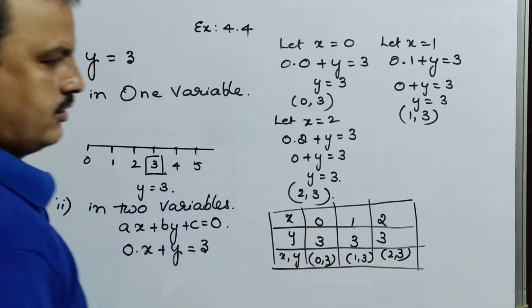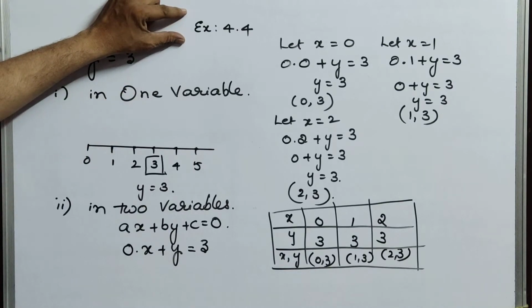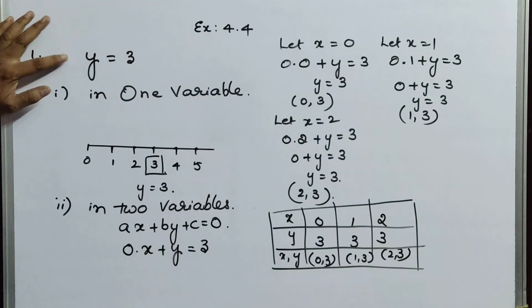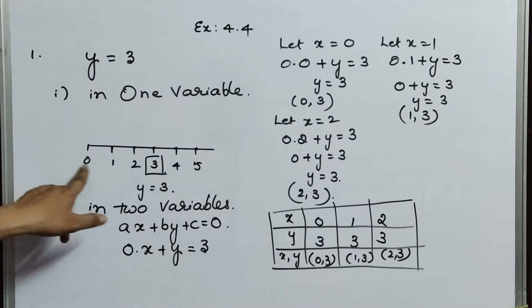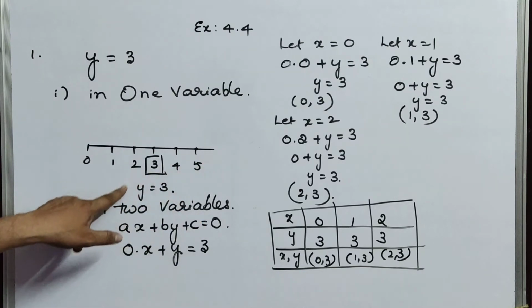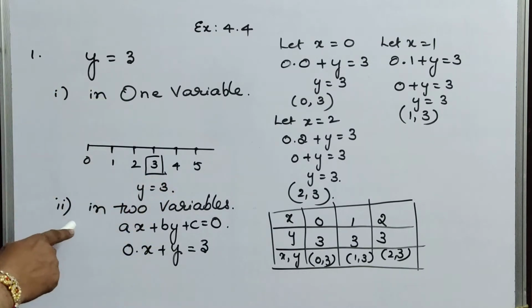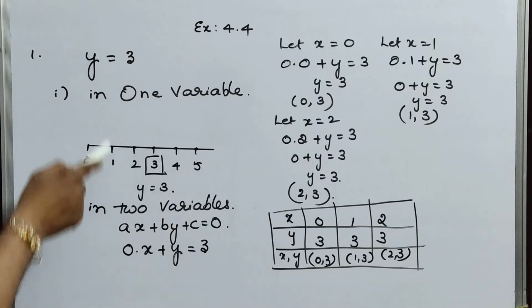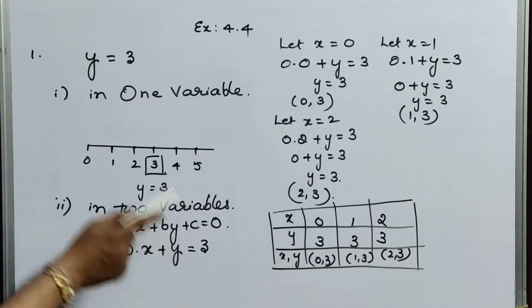Okay children, first you have to write in your notes exercise 4.4, and write the question very clearly and note down this one, y equals to 3. In one variable. You know how y equals to 3 is in one variable. So draw horizontally and write there y equals to 3. Then you will understand it's one variable. Next, coming to two variables, write the heading in two variables. Compare this given equation with the standard form, that is 0x plus y equals to 3.